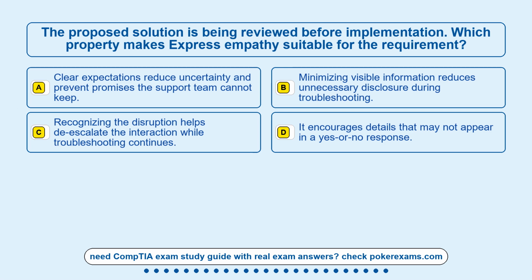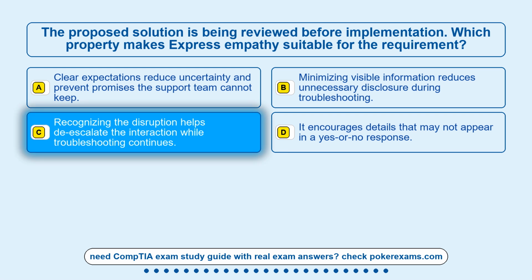Question 10. The proposed solution is being reviewed before implementation. Which property makes express empathy suitable for the requirement? Option A, clear expectations reduce uncertainty and prevent promises the support team cannot keep. Option B, minimizing visible information reduces unnecessary disclosure during troubleshooting. Option C, recognizing the disruption helps to escalate the interaction while troubleshooting continues. Option D, it encourages details that may not appear in a yes or no response.